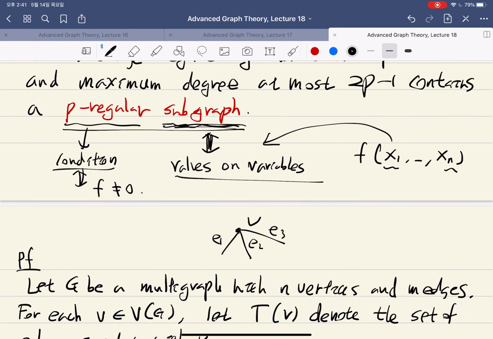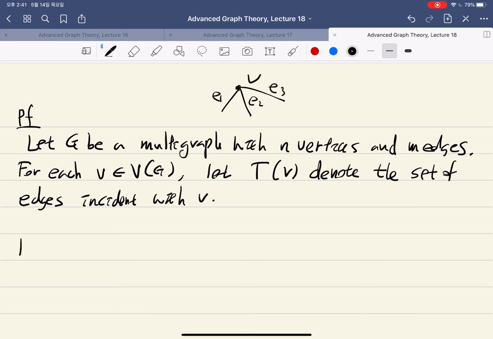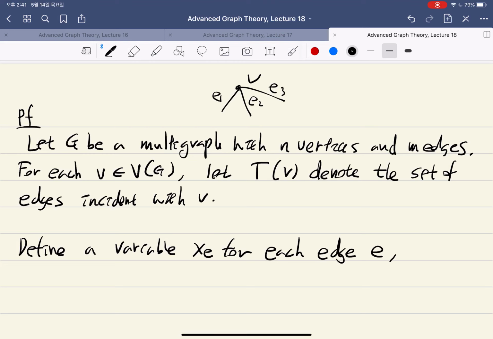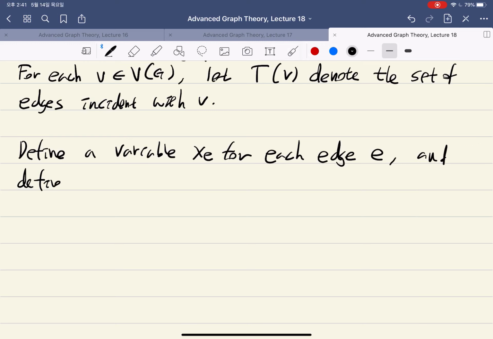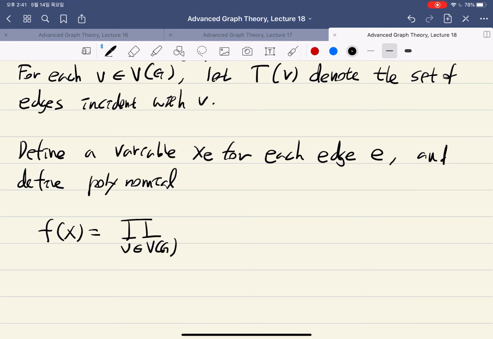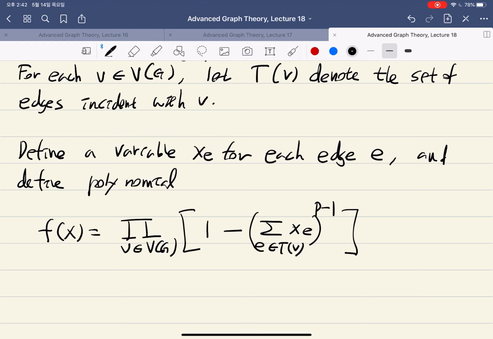So to make this connection, we define variables in this way. Define a variable x sub e for each edge e. And we define the polynomial as follows. So we take all vertices, then we multiply this. What we multiply is 1 minus the summation of x_e, where e ranges over edges incident with b. And we take the power p minus 1 here, and we multiply all together, and then we subtract this.